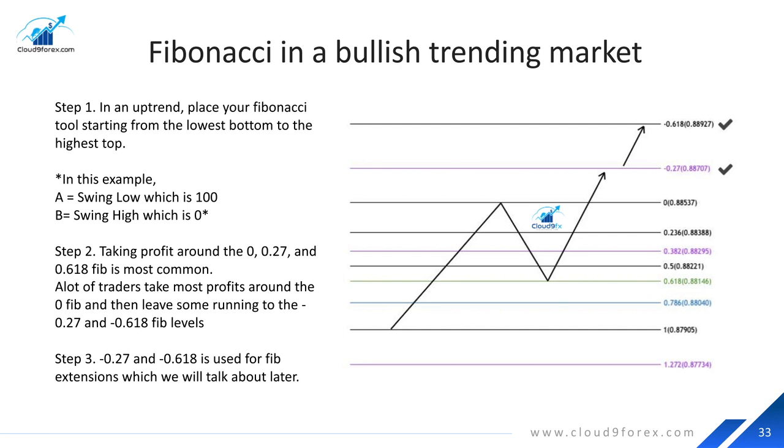So in an uptrend, place your Fibonacci tool from the lowest bottom, which is right here, to the highest top. So swing low, which is 100. So 100% is right here for your lowest bottom. And then the 0% is at the top. Taking profit around the 0, the 0.27, and the 0.618 is the most common. So make sure you're drawing this.